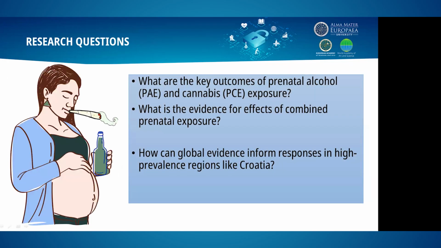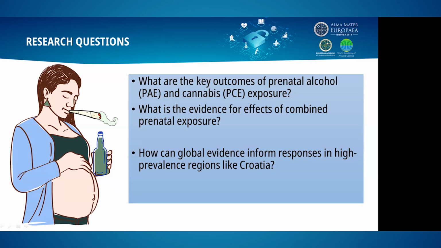With this critical local context in mind, I have conducted a narrative review of the scientific literature. My goal was threefold. First, I wanted to synthesize the vast amount of evidence on how alcohol and cannabis on their own can affect a developing child. Secondly, I wanted to explore a question of growing concern. What happens when these substances are used together? And finally, to take this global evidence and use it to inform our public health response here in Croatia.